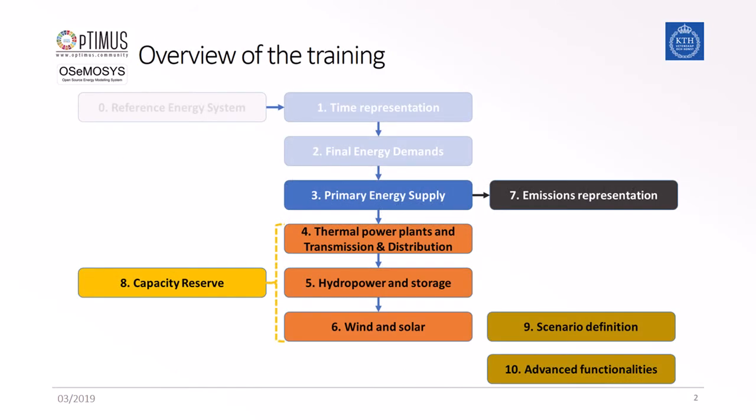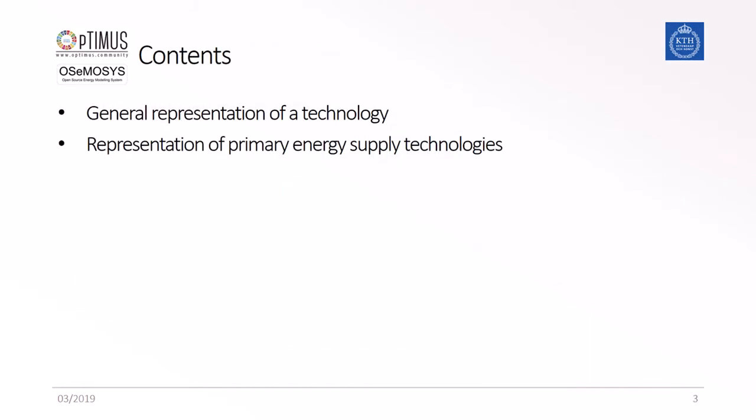Looking at the overview of the training material, we have now arrived at module 3, where details about the primary energy supply are described. This module will cover how to create a technology in OSeMOSYS and how to represent primary energy supply in an OSeMOSYS model.